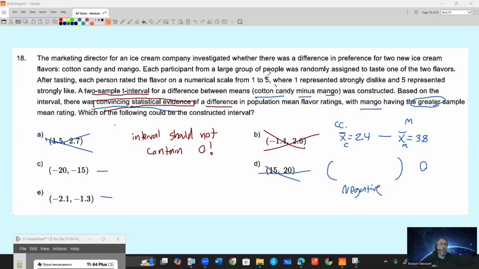But let's think about the numbers. We're only going from 1 to 5, so we're limited on how high these can go. So this is too high. This is a more realistic number, between negative 2.1 and negative 1.3 if I'm subtracting those. In fact, if I subtract these, I'm going to get negative 1.4, right? So that would be a more realistic number. So that's why E is your answer.